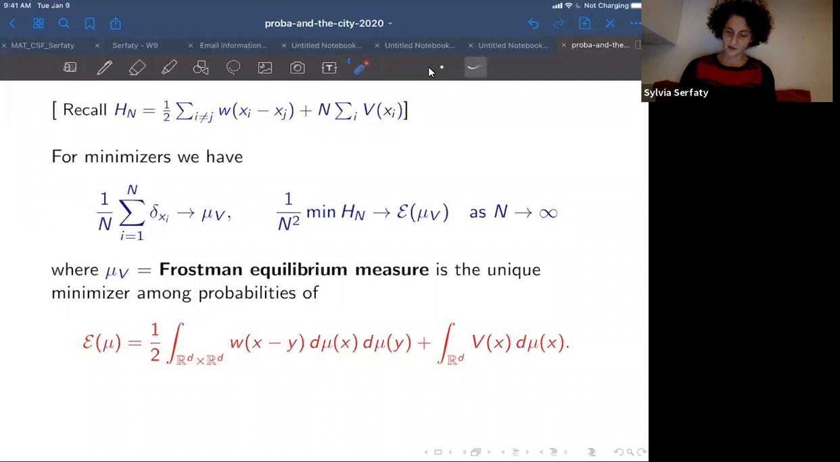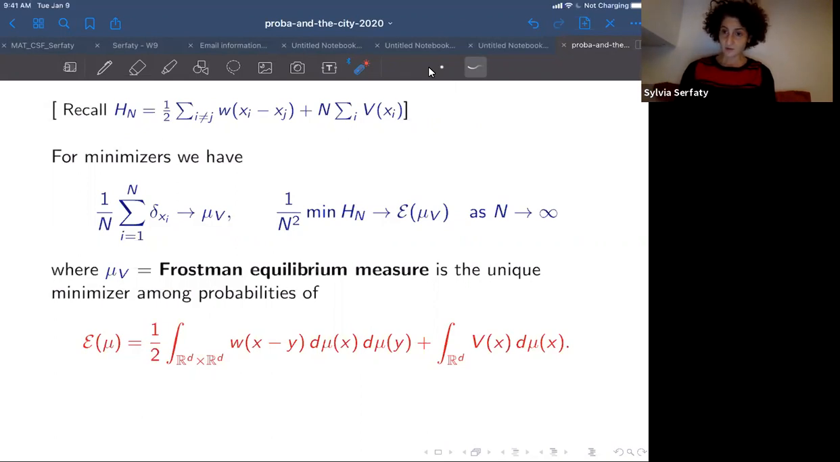So it's going to scale like n squared, and the minimal energy divided by n squared is just going to converge to this E of mu V, the energy of the equilibrium measure. And also the empirical measures of the particles will converge to the equilibrium measure. So that sort of settles the behavior of minimizers in this so-called mean field regime.